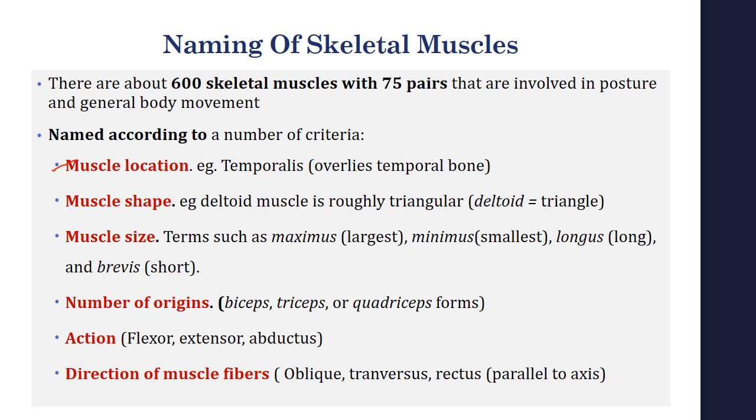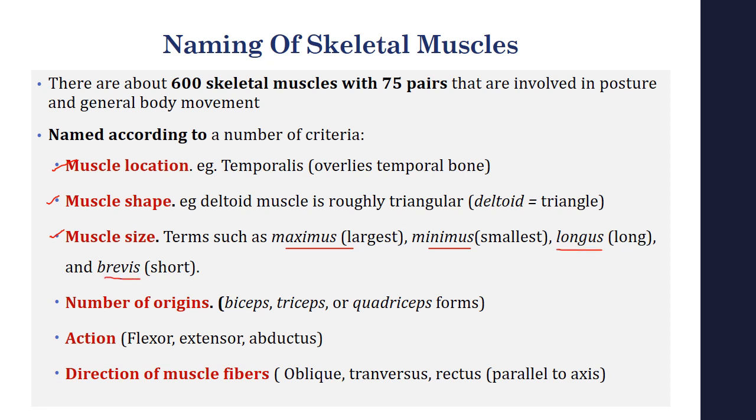So based on their location, you can name a muscle. You can name them based on shapes, for example the deltoid, or the trapezius or squamous. And you can name them based on their size, whether they are really big like maximus, very small minimus, very long longus, or very short brevis.